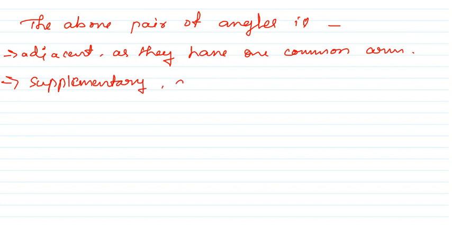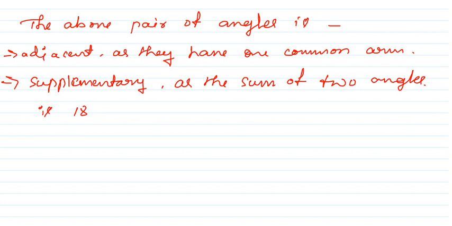Supplementary, as the sum of angles is 180 degree. Next, the linear. The first point, did you understand? It is having a common arm. That is already I told you. And if a common arm is there, there should be a supplementary angle. In the sense, it is having 180 degree.